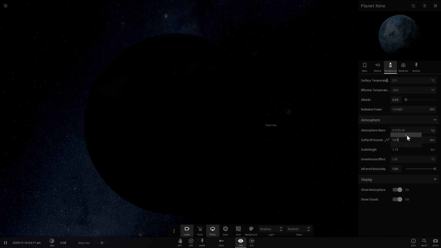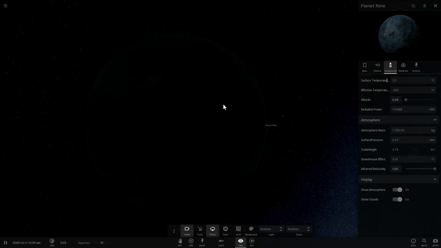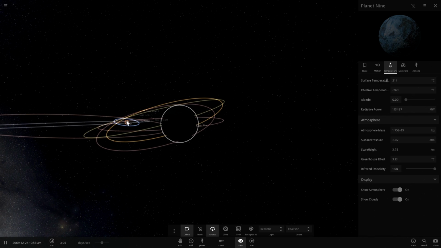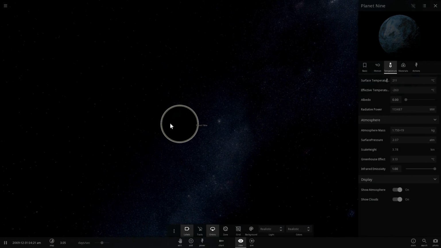And watch, as soon as I start increasing the surface pressure, the greenhouse effect starts going up. See how it's already at 3 degrees? And this is because we are getting a little bit of sunlight from the tiny, tiny speck of light right there. Let's actually land on the surface, see what it looks like.